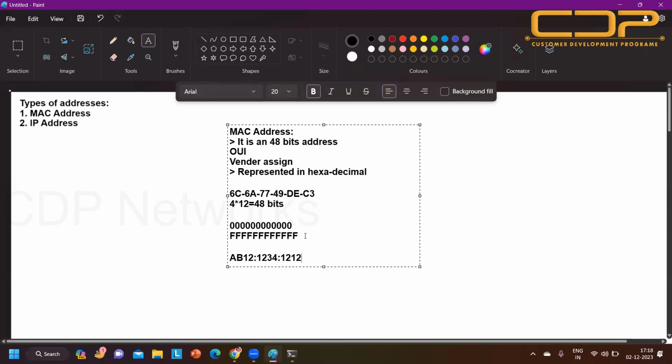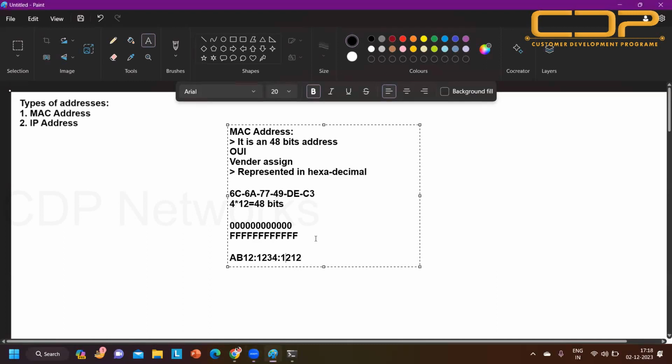Is this a valid MAC address or an invalid MAC address? Is it a valid MAC address, guys? Please let me know in chat. Let me see. Yes, it is a valid MAC address. Absolutely yes. This one is a valid MAC address.